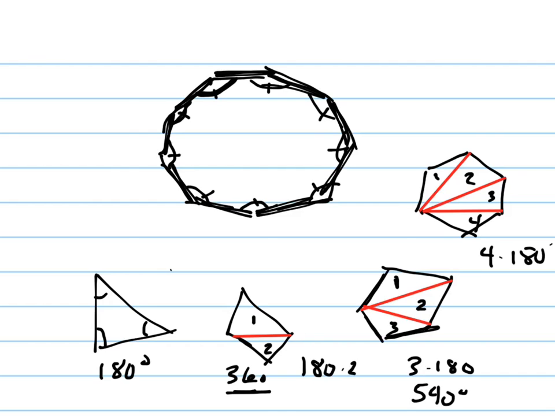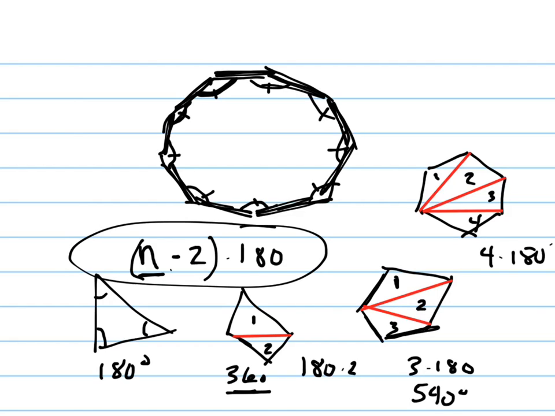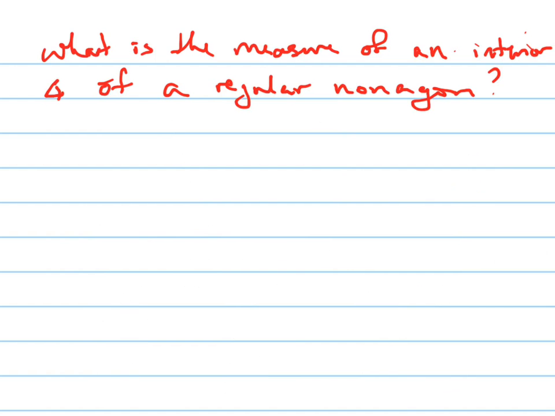The pattern is however many sides or angles there are, minus 2, and multiply that by 180. So there's your formula. It's n minus 2 times 180. So you can use that for anything, including a nonagon. So if it's a nonagon, that means it's 180 times n minus 2. And well, n is 9, right? Nonagon means 9 sides. So 180 times 7.